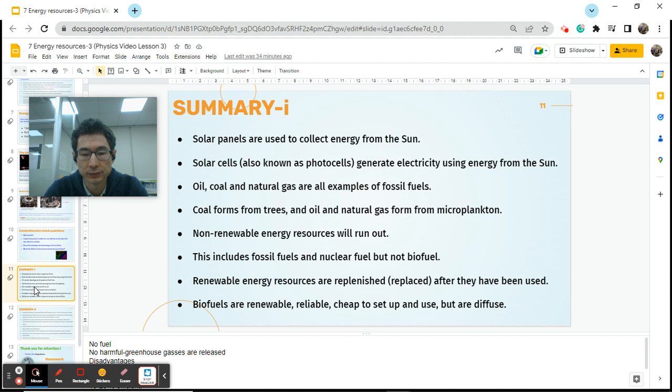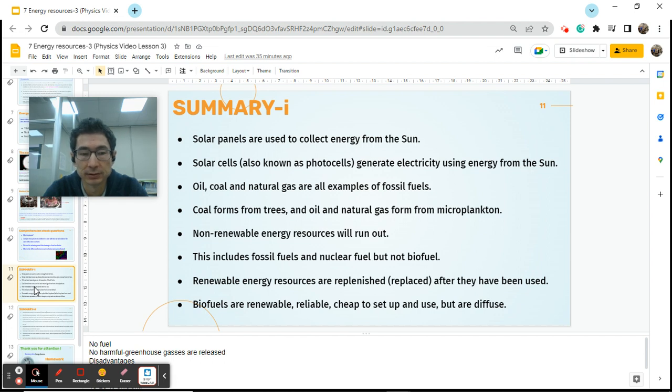Non-renewable resources include fossil fuels and nuclear fuel, but not biofuel. So fossil fuel and nuclear fuel are non-renewable energy resources. But biofuel is a renewable energy resource. Why? Well, biofuel can be generated in a short time. It won't run out. It will not deplete. It can be replaced or renewed in a short time. Renewable energy resources are replenished, replaced after they have been used.